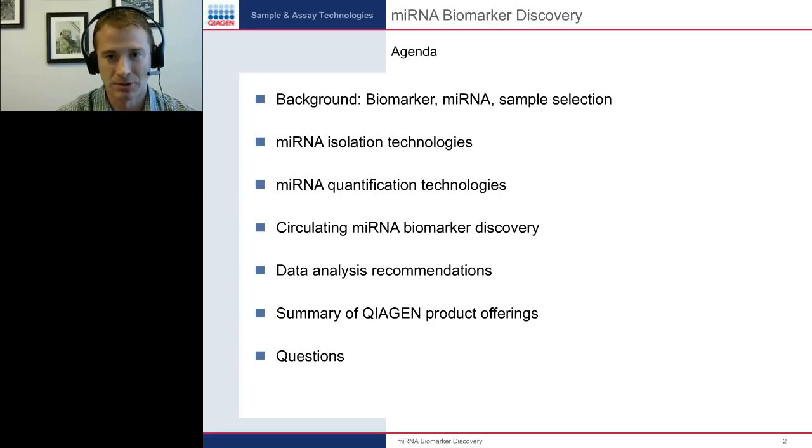For today's agenda, I want to cover the following information. We'll begin with a background regarding biomarkers, microRNA, and sample selection. We'll spend the bulk of the time today discussing microRNA isolation technologies, quantification technologies, as well as a circulating microRNA biomarker discovery experiment. We'll then discuss data analysis recommendations and finish up with a summary of QIAGEN's product offerings and field any questions that you may have at that time. So feel free to write in any questions that you have to the Q&A box, and at the end I'll read through these and we'll answer these live.